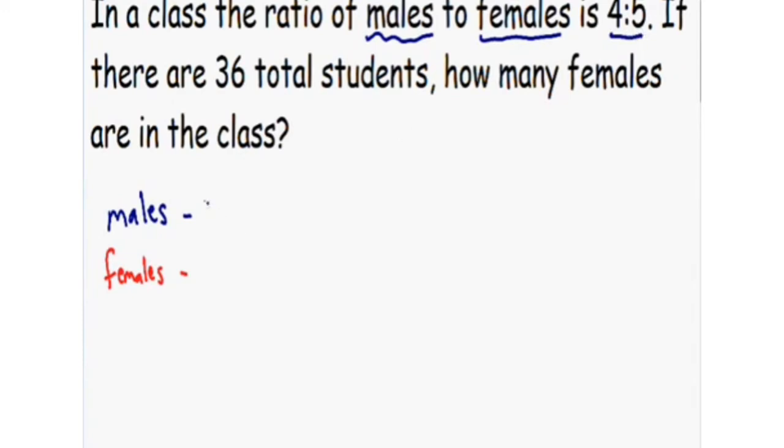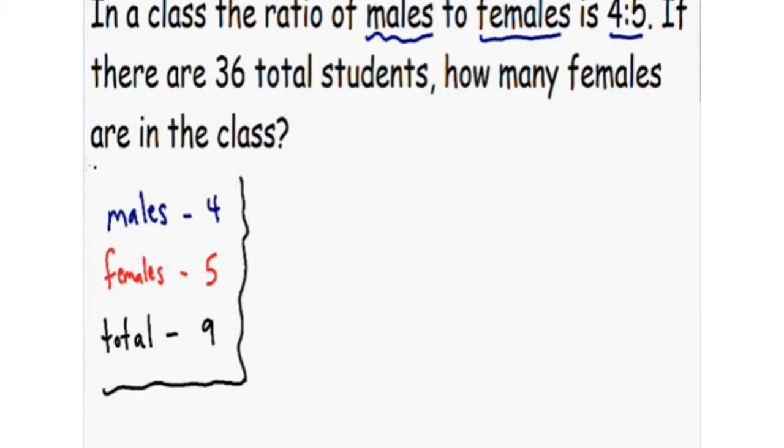Now, the number of parts for the male is 4, and the number of parts for the female is 5. I recall that we must first find the total number of parts. By adding the male parts and female parts, we have 9. That is 4 plus 5 equal to 9. So the total number of parts is 9. We are going to make use of this information to find the final answer.